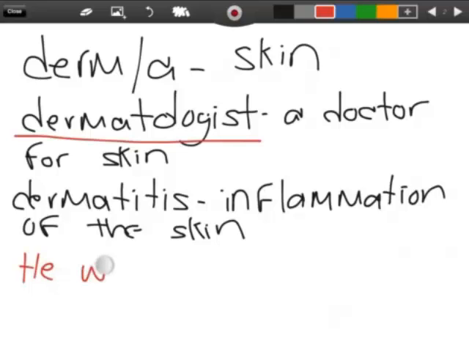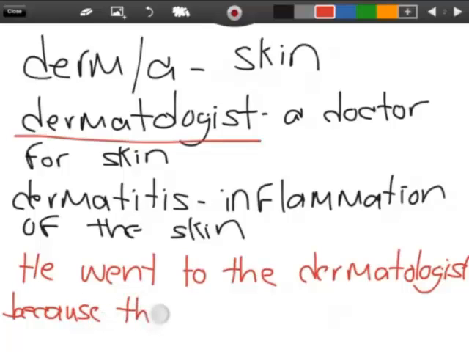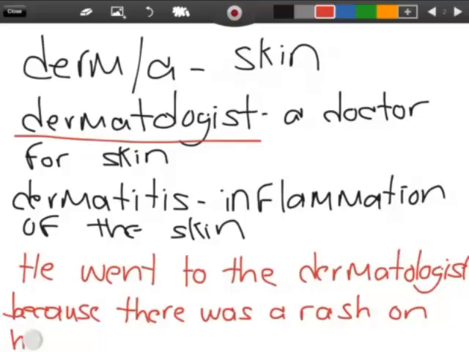I'm going to go ahead and use this in a sentence. He went to the dermatologist because there was a rash on his arm. I'm going to read that to you one more time. He went to the dermatologist because there was a rash on his arm.